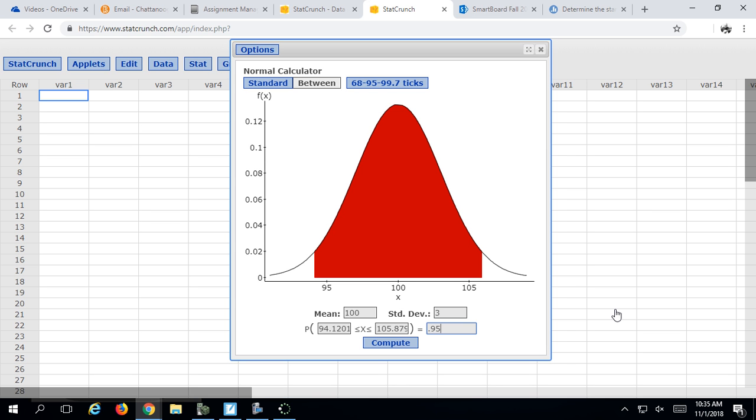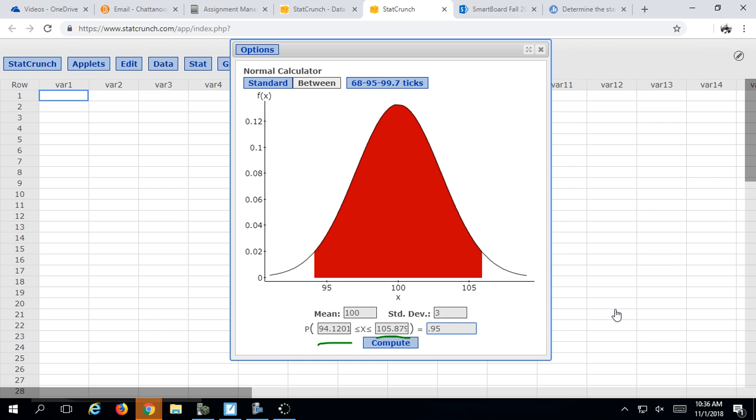It's 94.1 to 105.9. What happened to those two numbers? It was 70.6 to 129.4. Now it's 94.1 to 105.9. What happened? They got closer together. What are they getting closer to? Each other and 100, right? They're getting closer to 100.